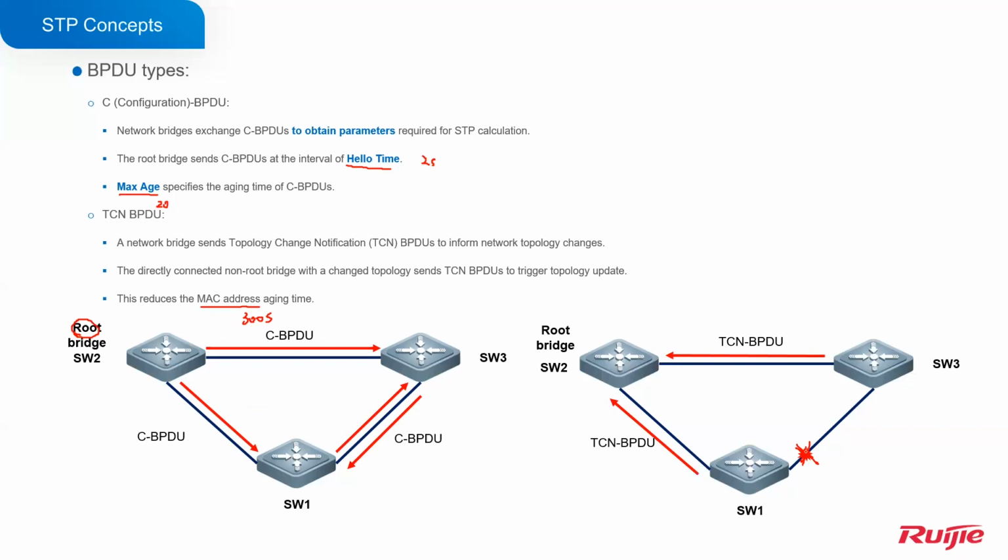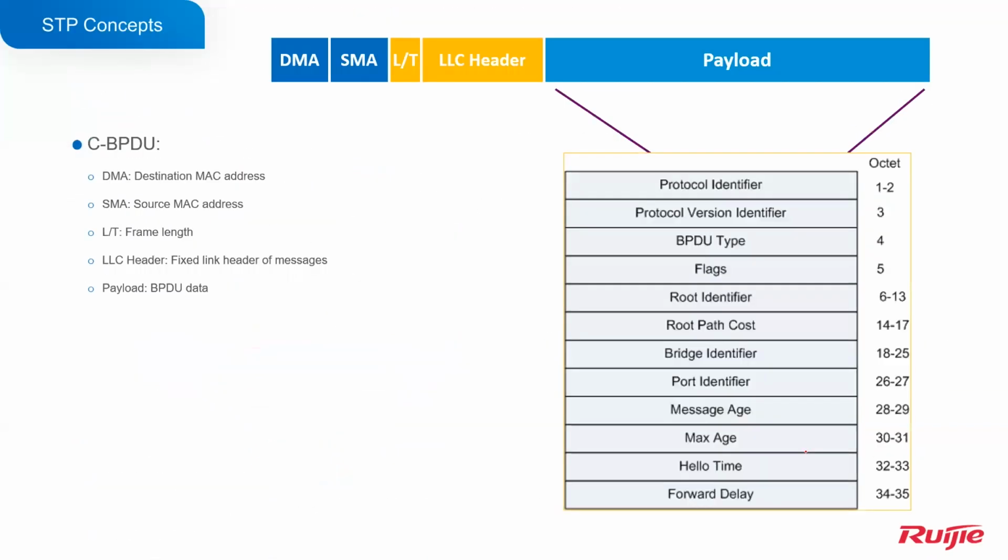After knowing the BPDU types, next, let's see what information is carried in CBPDU. What you can see on this figure is a CBPDU. It contains the DMAC and source MAC. DMAC is the destination MAC address. Source MAC is the source MAC address. It's quite easy to understand. And next, LT is the length of the frame. LLC header is the fixed link header of messages.